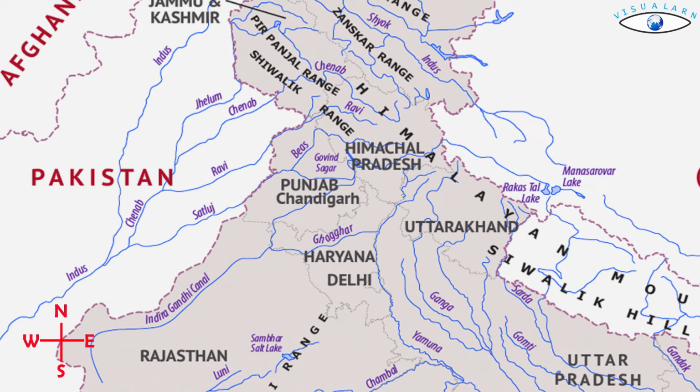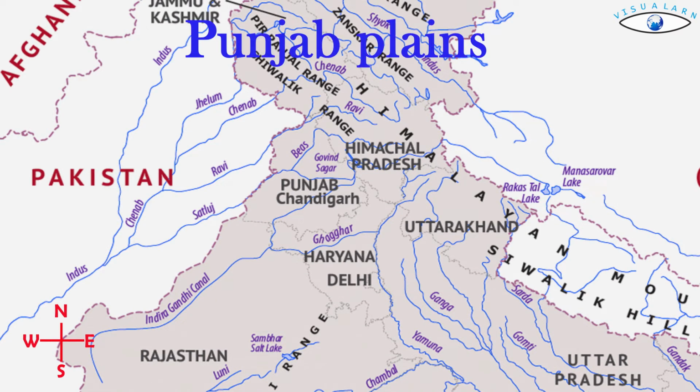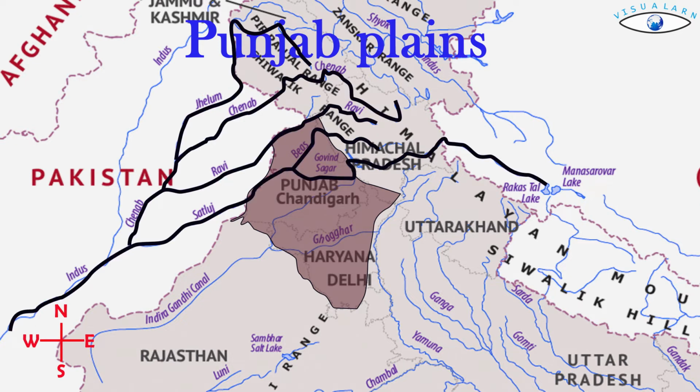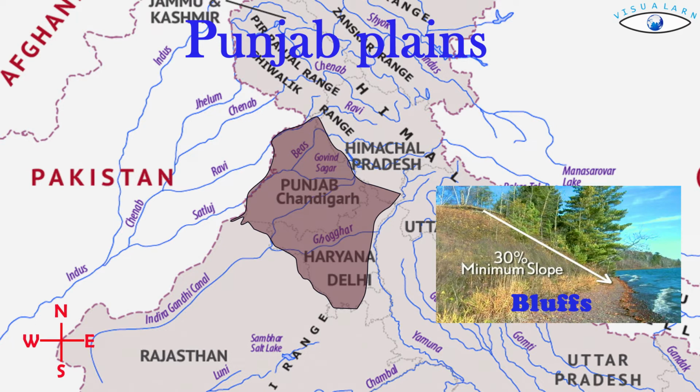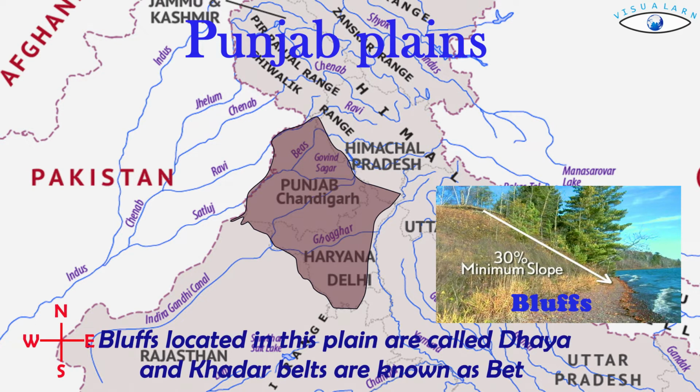The Punjab plains form the western part of the northern plains. This is formed by the Indus and its tributaries like Jhelum, Chenab, Ravi, Beas and Satluj. Bluffs located in this plain are called dhaya, and khadar belts are known as bet. The general direction of slope is from northeast to southwest and south. Satluj, Beas and Ravi are the only perennial rivers.